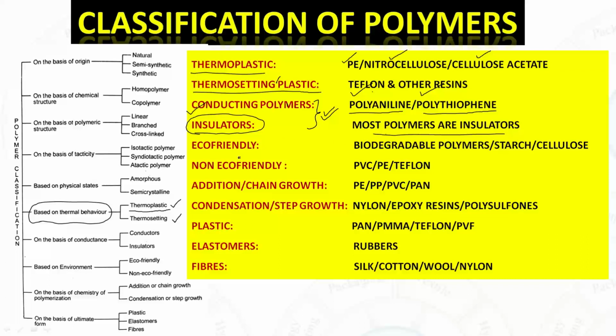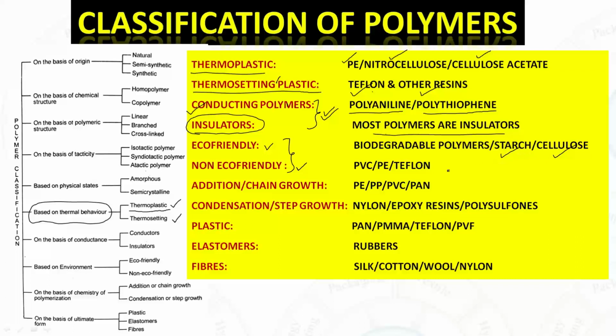And after that, based on the environment, there are eco-friendly polymers and non-eco-friendly polymers. So basically more than 90% of polymers are non-eco-friendly, and very little, somewhere around 2 to 5%, is actually eco-friendly, so 90 to 95% is non-eco-friendly. All the biodegradable polymers are eco-friendly. Like, say, you have starch and you have cellulose. These are generally degraded by biological action, so they do not cause any kind of harm to the environment. That's why they are eco-friendly.